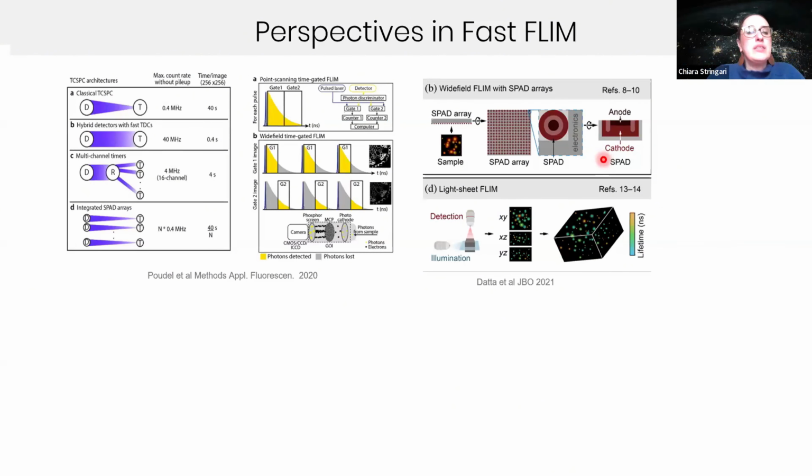And really, you can always see an improvement from classical time-correlated single photon counting, to hybrid detectors with fast electronics, and then you can start parallelizing. You can really gain much more in terms of time. And for parallelization, you can use, for example, ICCD intensified cameras for time-gated FLIM, or SPAD arrays that are now developing also in larger arrays. And with all this technology, we can also do, for example, light sheet FLIM.